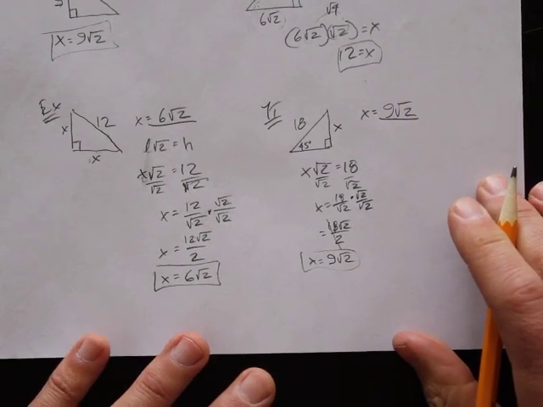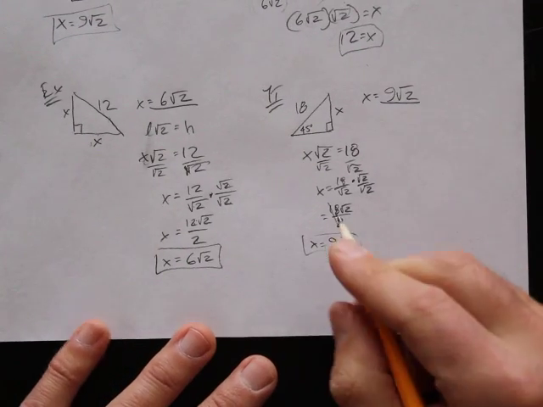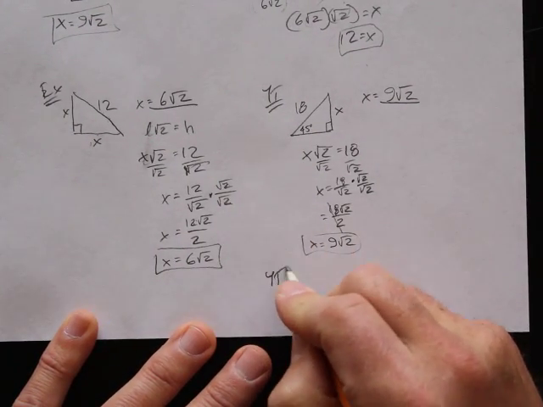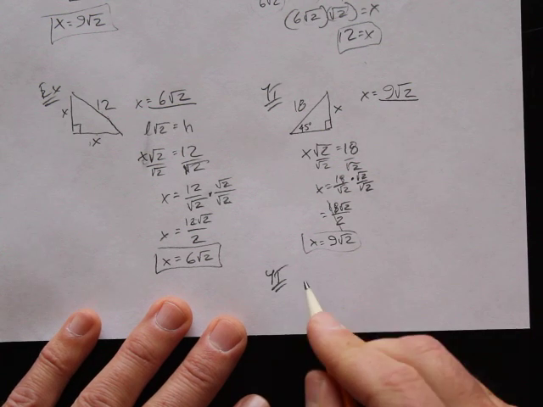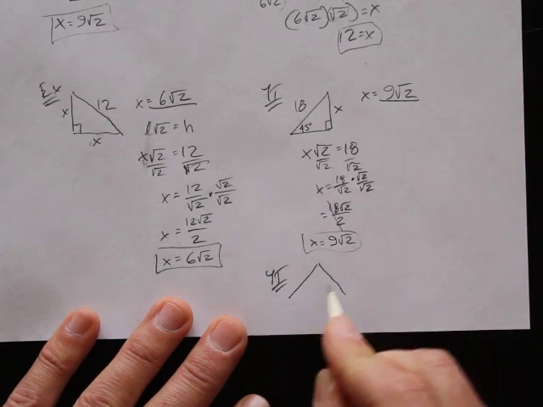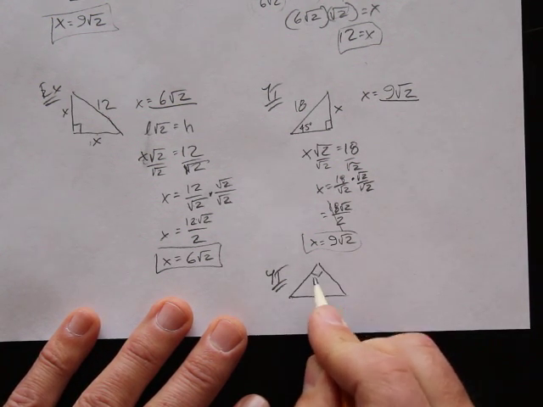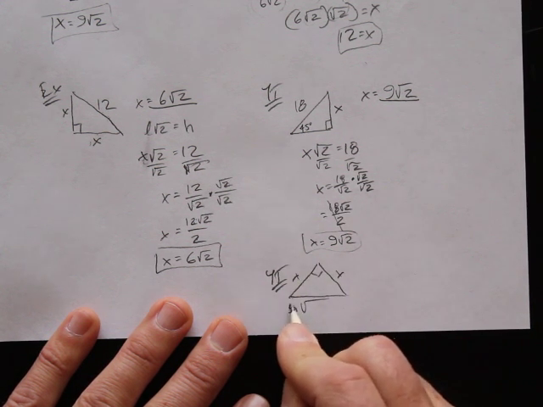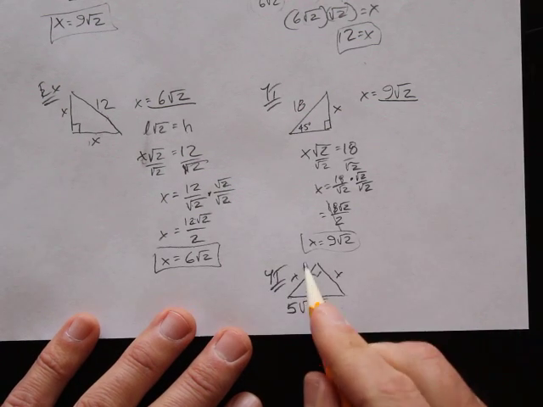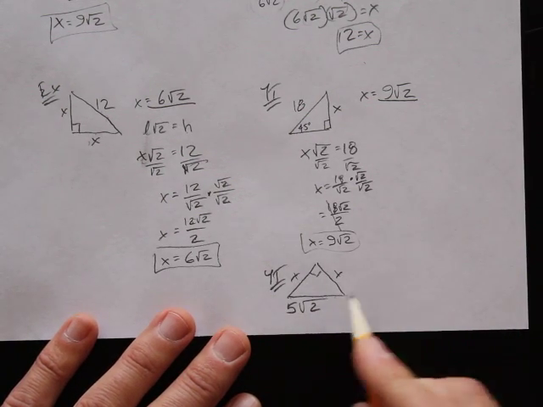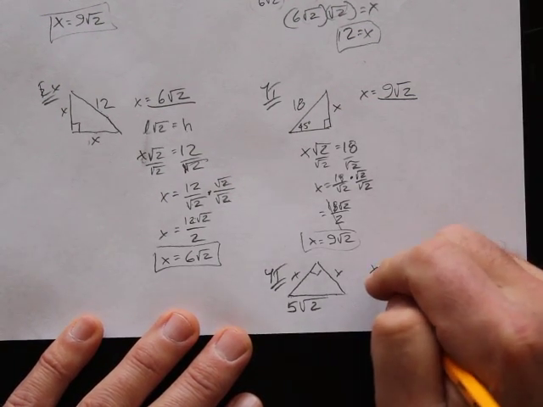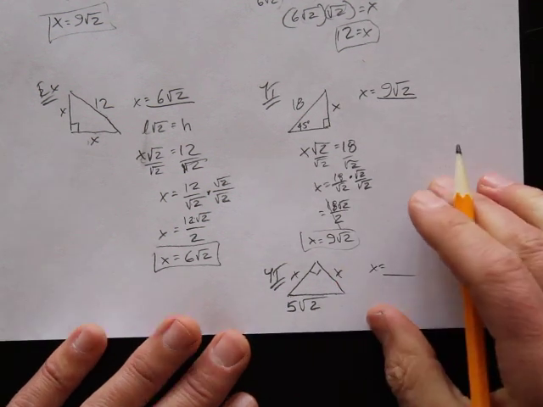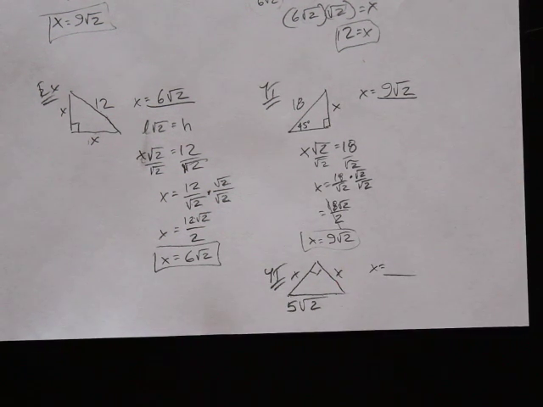Let's do one more. Another try, getting close to the bottom here, but let's go like this. Right triangle, x, 5 square root of 2 is the measure of the bottom. So go ahead and find out what x equals here. Go.